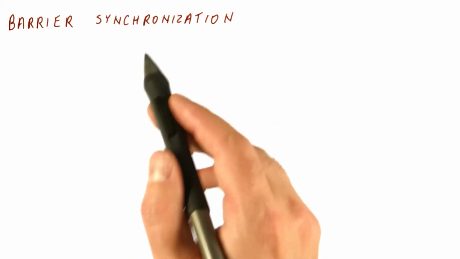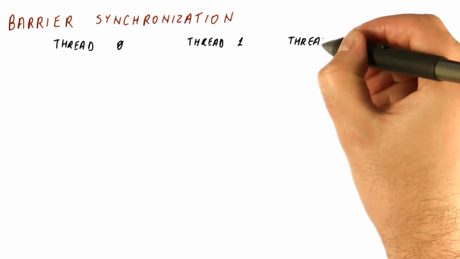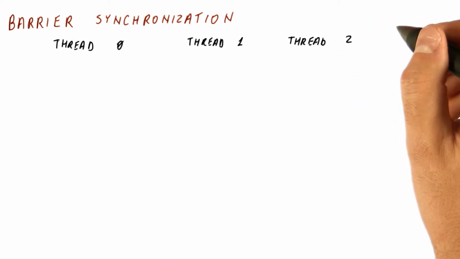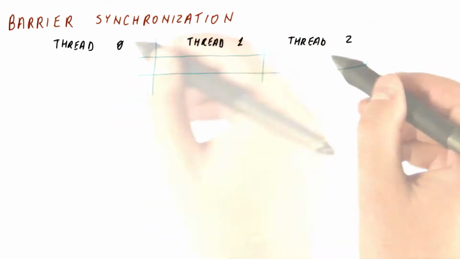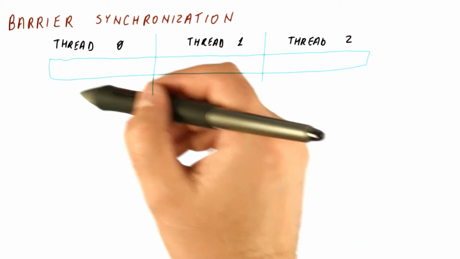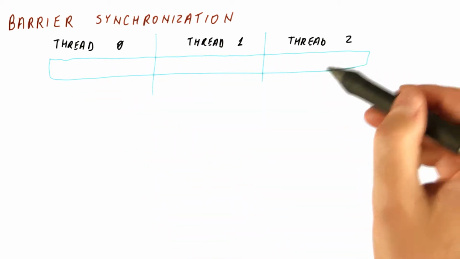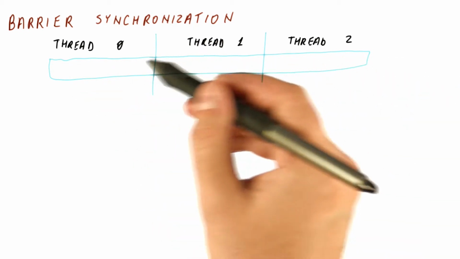Another type of synchronization that we often need in programs is called barrier synchronization. This often occurs when there is a parallel section where several threads are doing something independent of each other. For example, each thread is adding up the numbers in its own part of a shared array. Eventually, we want to know the total sum.